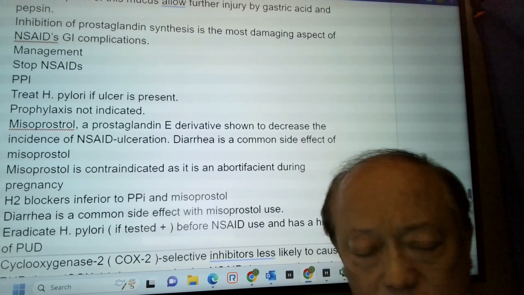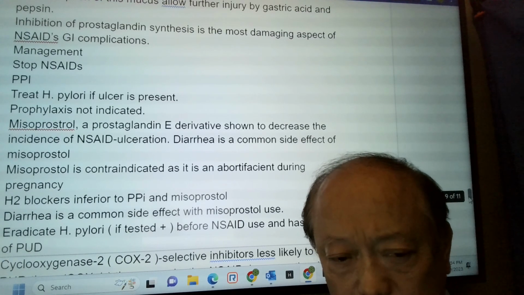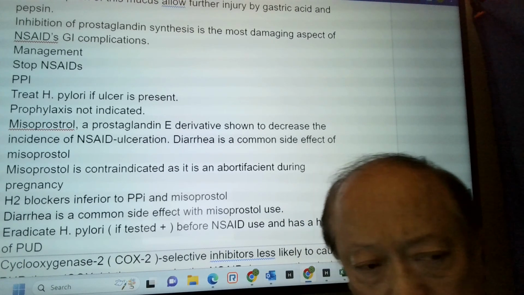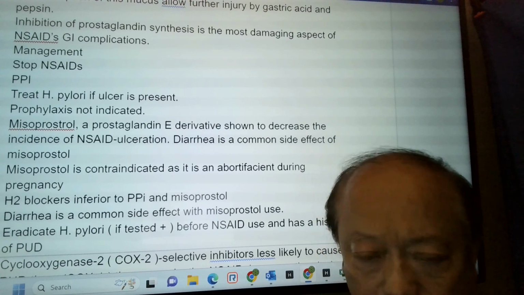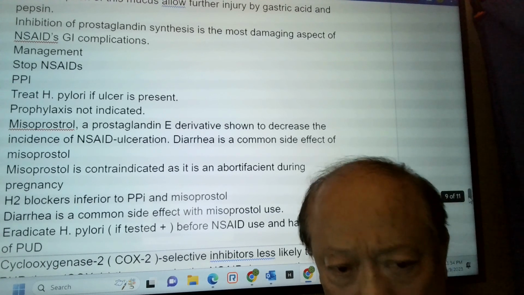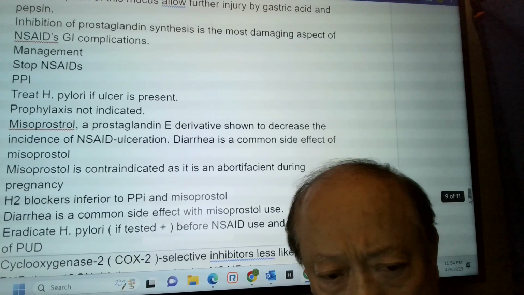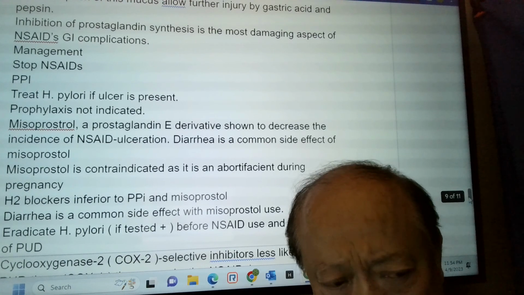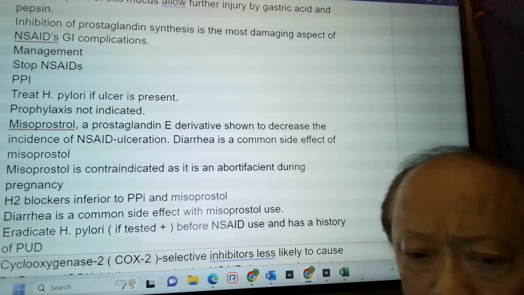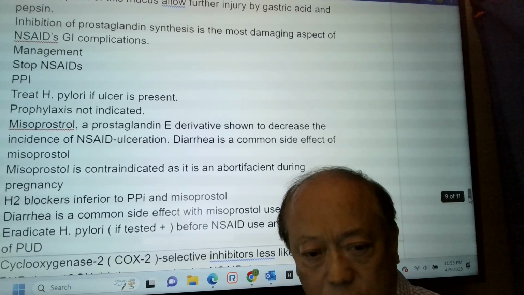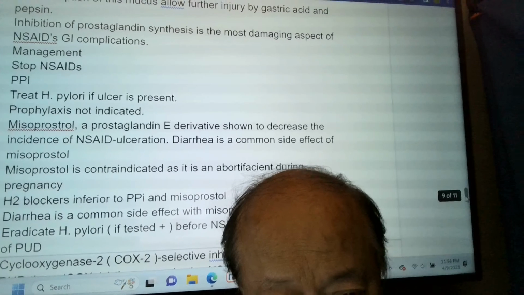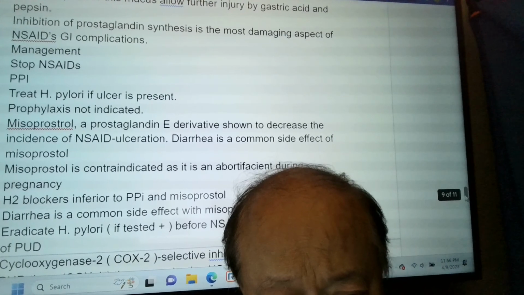Now the board really loves these. This is high yield. Just remember this. Don't give a pregnant woman that. If there's one thing the board wants you to know, it's don't give abortifacients and teratogens to a pregnant woman. So misoprostol is one of them. Of course, you know the common one is ACEI. You don't give that either. Misoprostol, stay away during pregnancy.